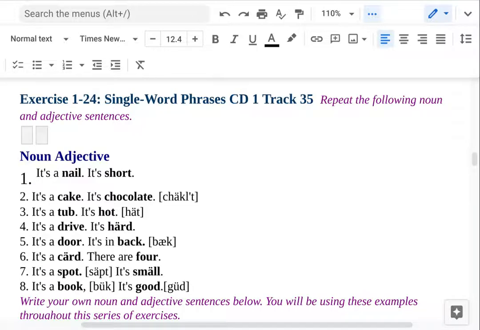4. It's a drive. It's hard. 5. It's a door. It's in back. 6. It's a card. There are 4. 7. It's a spot. It's small. 8. It's a book. It's good. Write your own noun and adjective sentences below. You'll be using these examples throughout this series of exercises.